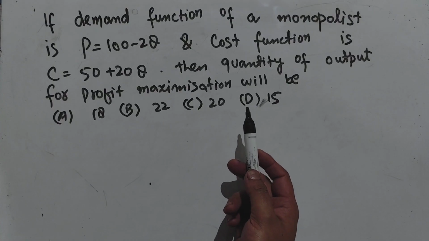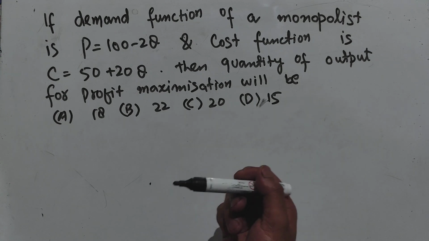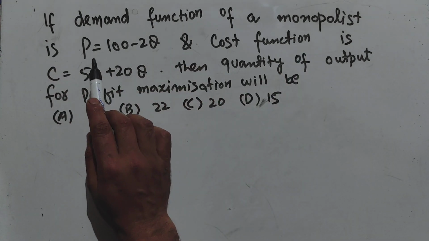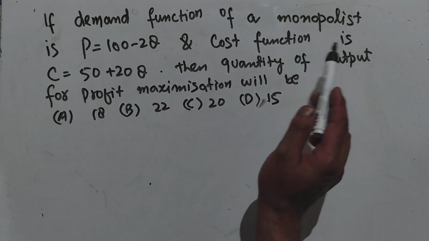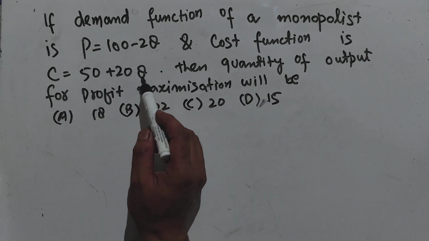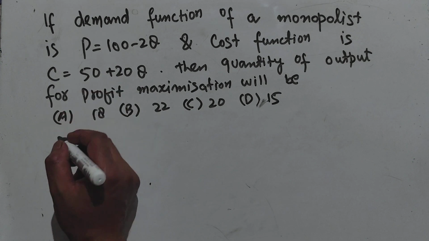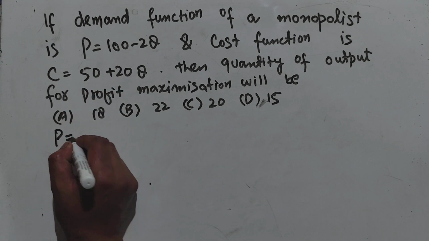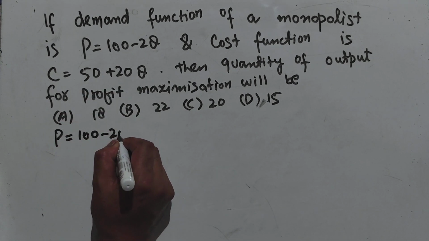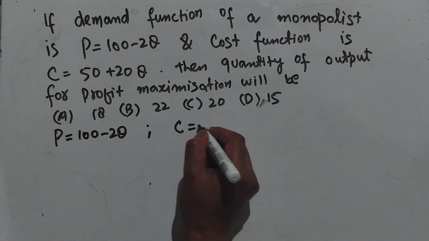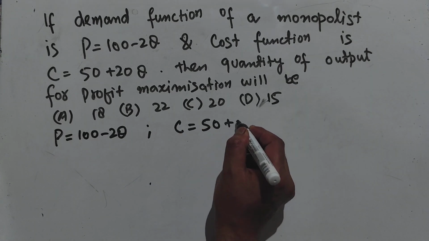The question is to find out the output that maximizes the profit of the monopolist. If the demand function of a monopolist is P is equal to 100 minus 2Q, P is the price, Q is the quantity, and cost function is C is equal to 50 plus 20Q, then the quantity of output for profit maximization will be, options are being given. We need to find out the correct option. So we have P is equal to 100 minus 2Q. This is the demand function. Cost function is given as 50 plus 20Q.